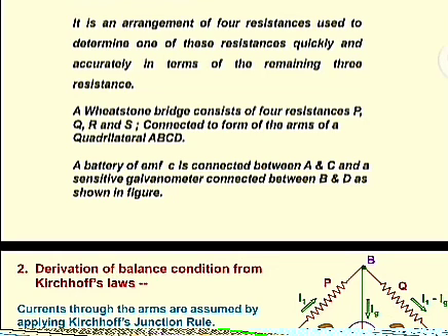Dear student, let us assume current I flows in the circuit, and at point A the current I1 is passing through resistance P and the current I2 is passing through resistance R. Then a small amount of current Ig is passing through the galvanometer, and the remaining currents flow through Q and S and combine at point C, and again the current I flows in the circuit as shown in the figure.